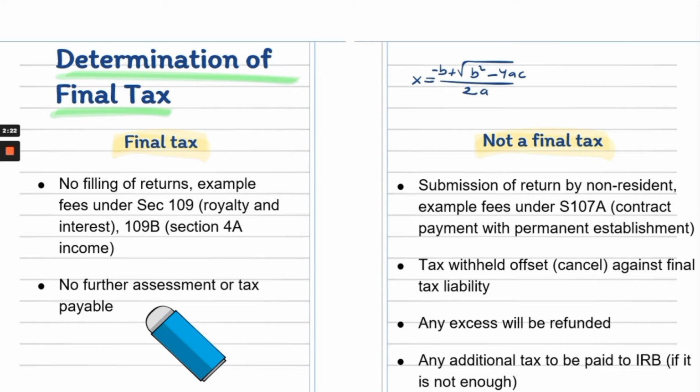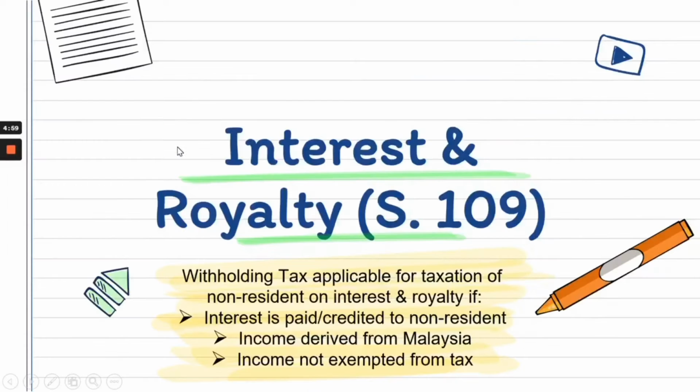So, determination of final tax. How do we determine whether it is a final tax or not? For final tax, no filing of returns, for example fees under section 109 and also 109B. Also, no further assessment or tax payable. For not final tax, submission of return by the non-resident, for example fees under section 107A, tax withheld is offset or cancelled against final taxability. Any excess will be refunded and any additional tax to be paid to IRB if it is not enough. Moving on, one of the scope of withholding tax includes interest and royalty, which is governed under Section 109.